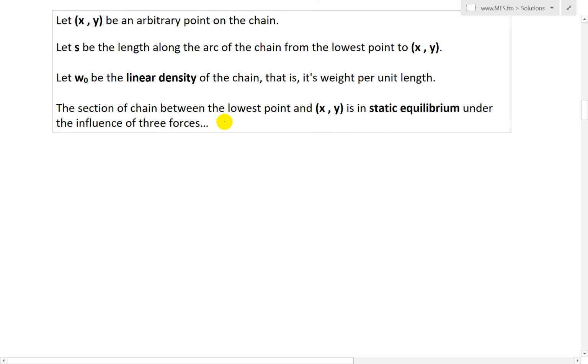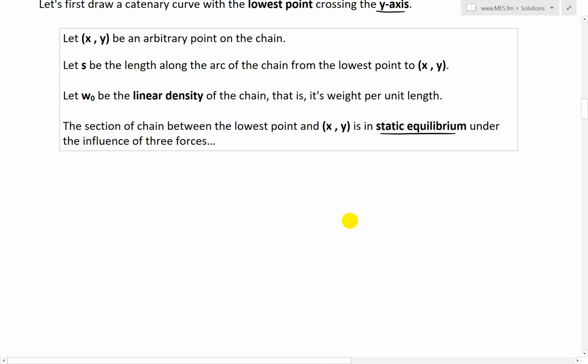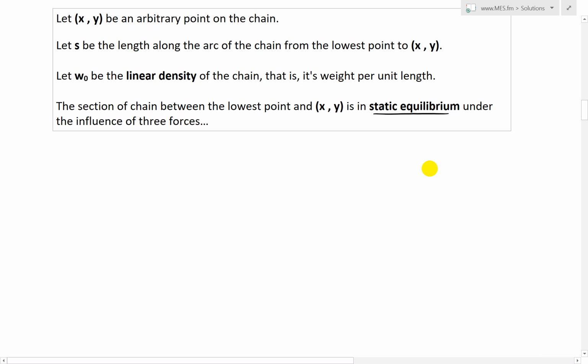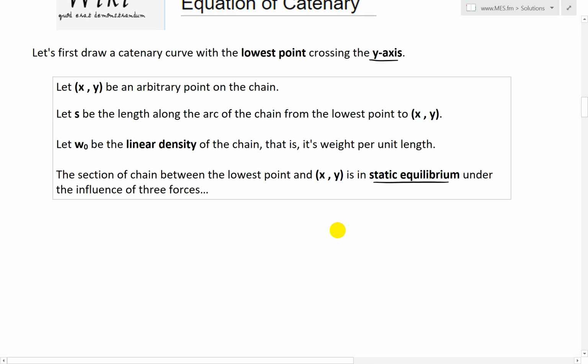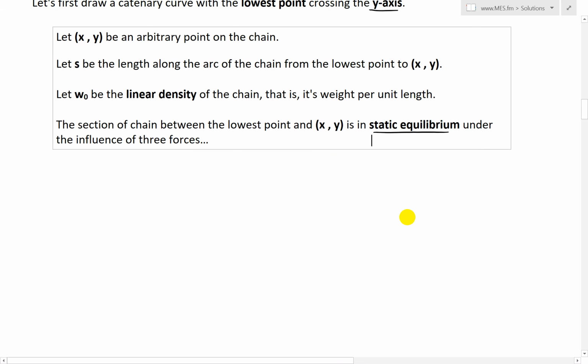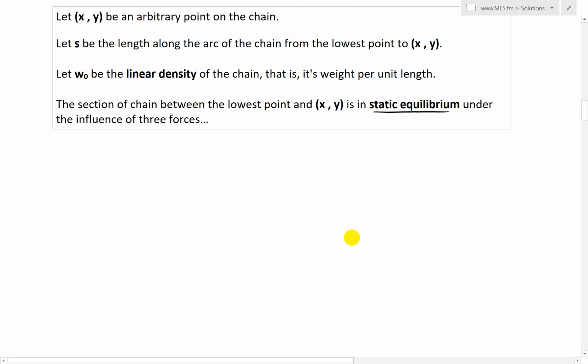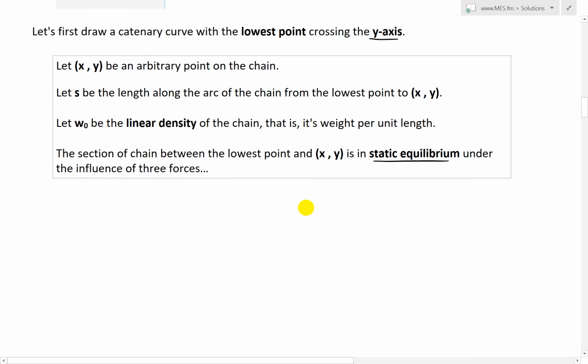The section of chain between the lowest point and (x, y) is in static equilibrium under the influence of three forces. Static equilibrium is a concept in physics, if you haven't already learned it. I'll cover it in more detail later, but if you have already in physics class, this will be a good refresher. Basically, the sum of the forces in any direction needs to be equal to 0 so that it's not moving anywhere. I'll draw a free body diagram, sum up all the forces, put them all together, and we'll see what happens. Again, I'm just going to jump right in, but in later videos I'll go over an introduction and more of the physics of it.